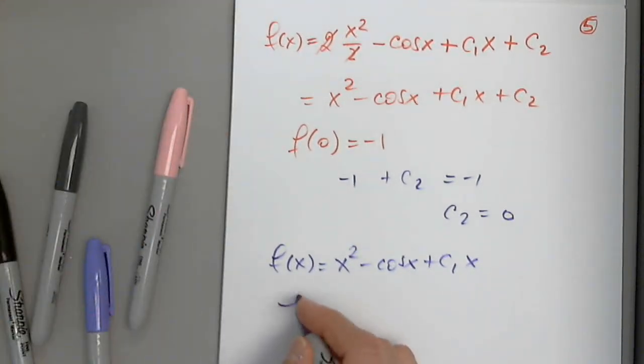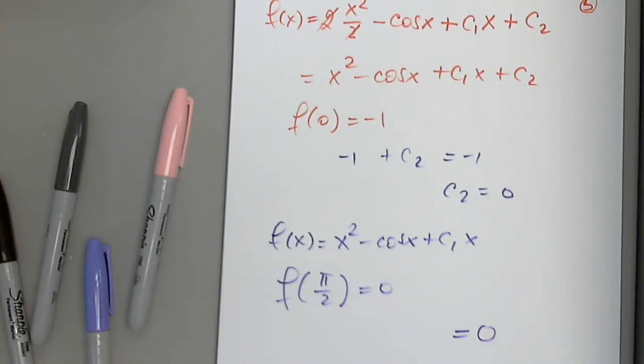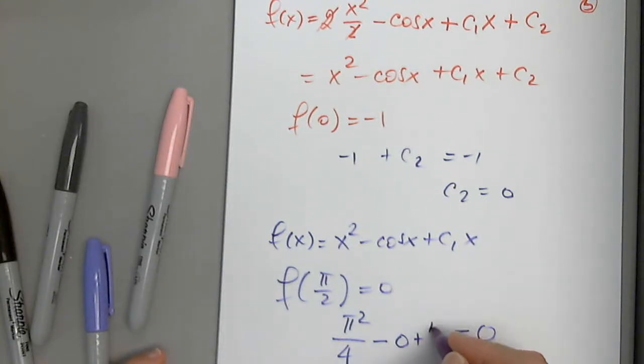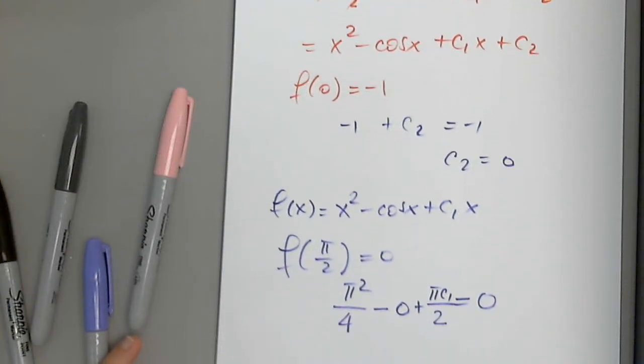Now I'm given one more piece of information. It says f of pi over 2 is 0. We plug in pi over 2, and we get pi squared over 4 minus 0. Exactly. Very good. Awesome. And then plus C1 times pi over 2. Pi C1 over 2. So then pi C1 over 2 equals negative pi squared over 4.